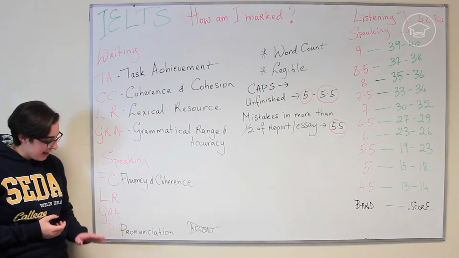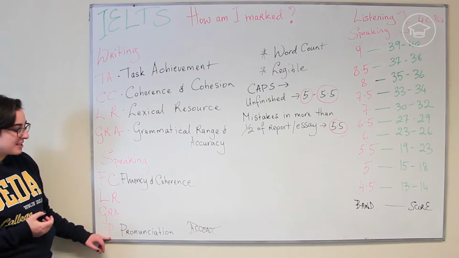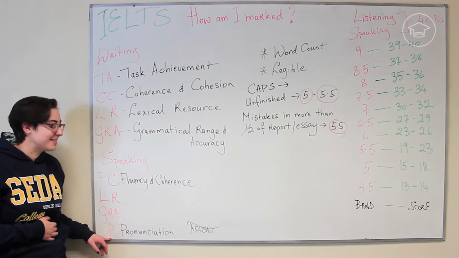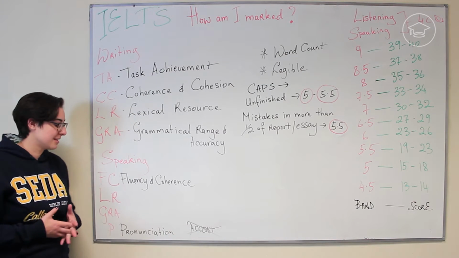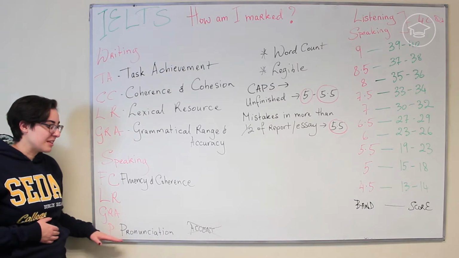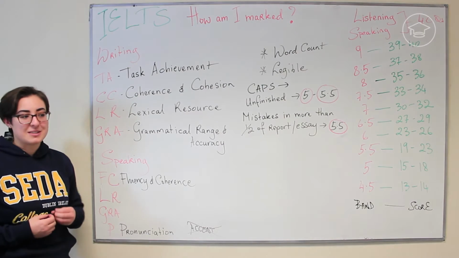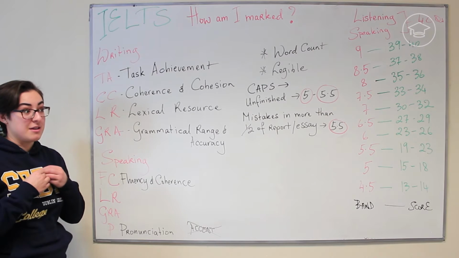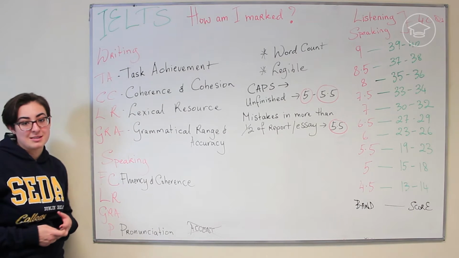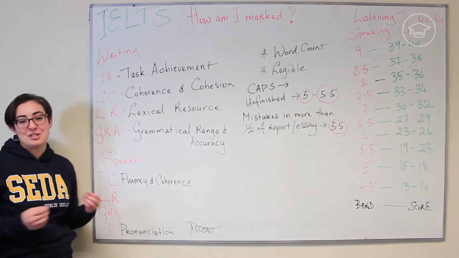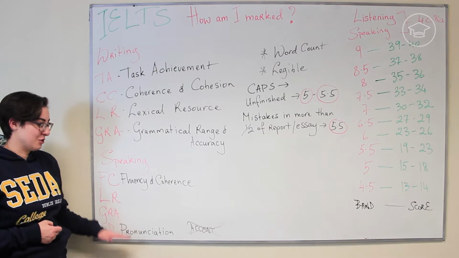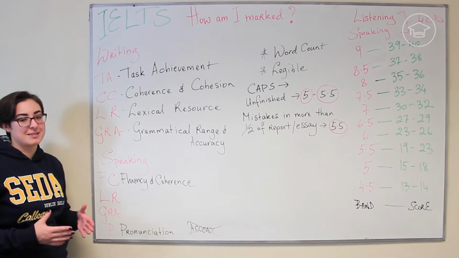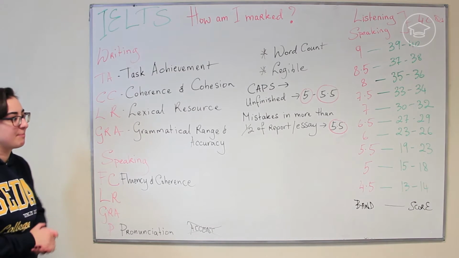And then the next thing is pronunciation. Pronunciation is not the same as accent. You are allowed to have an accent, but your pronunciation should be good enough that the examiner doesn't confuse any words, like sheep and ship, things like that. So your pronunciation should overall be correct. Your accent is a different thing.